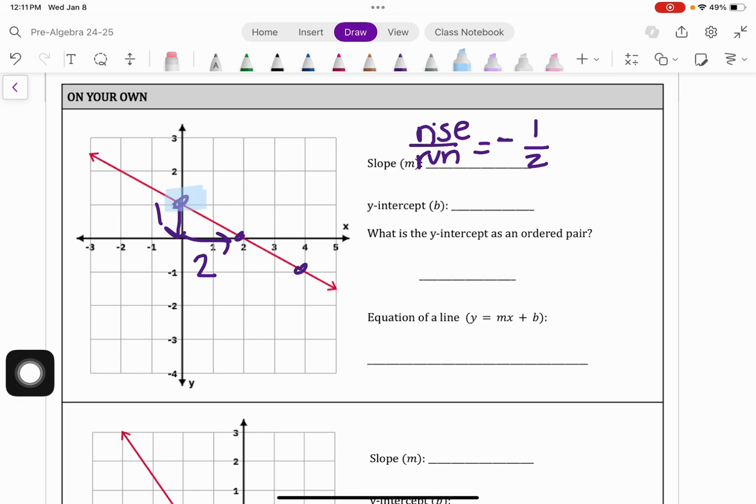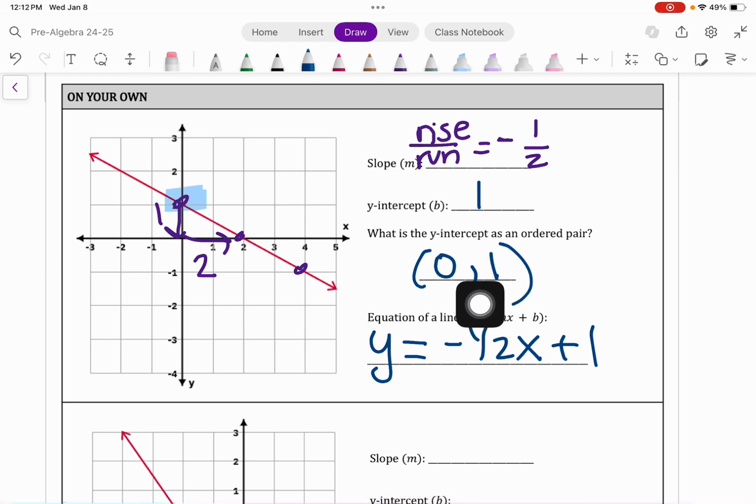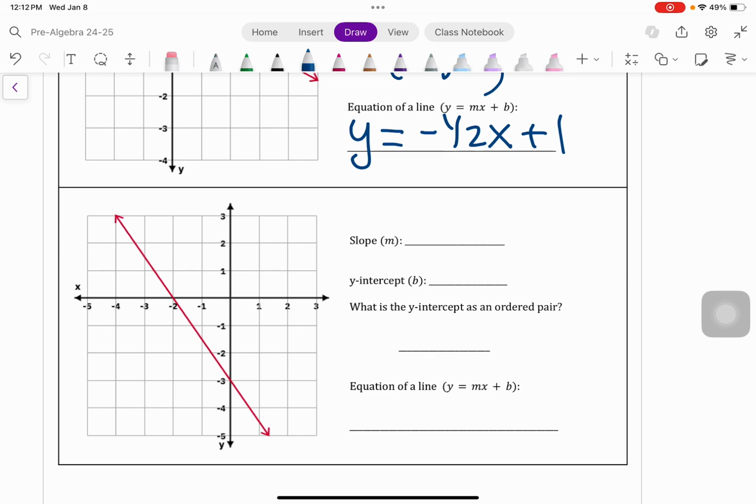My y-intercept is right here. It's where we touch the y-axis, and that looks like it's +1. So as a point that is (0, 1). Then my equation is y = -1/2x + 1. This is just a reminder of what the y-intercept looks like as an ordered pair. All right, one more and then we're done. And yes, you should be doing these.